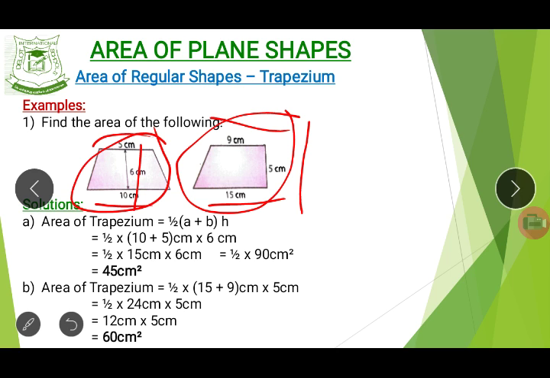you have half into bracket, what is our a for the first trapezium? We have 5 centimeters, and then we have 10 centimeters. So 10 plus 5 centimeters times the height, which is 6 centimeters. When you add 10 plus 5, you have 15 times 6 centimeters. So 15 times 6 is 90, divided by 2, we have 45 centimeters squared. All right, and then for the second one, 15 plus 9, we have 24. 2 can divide 24 to have 12. So 12 times 5 will give us 60 centimeters squared.